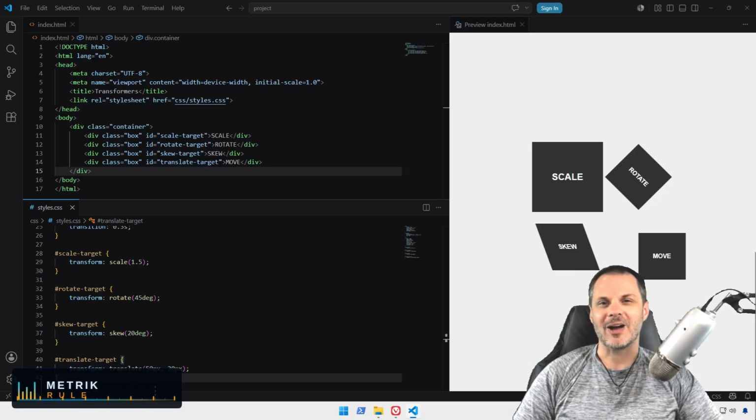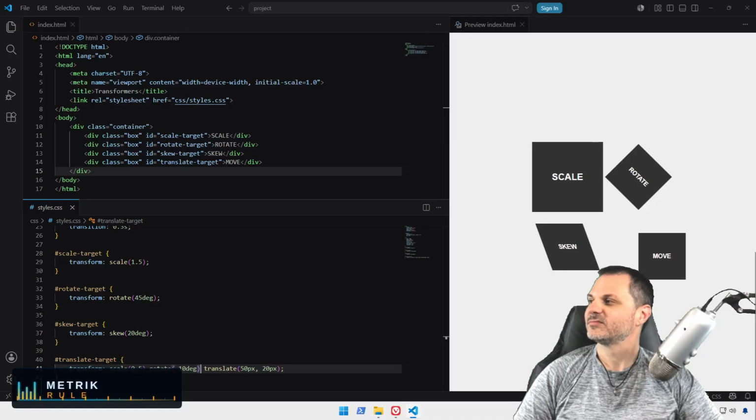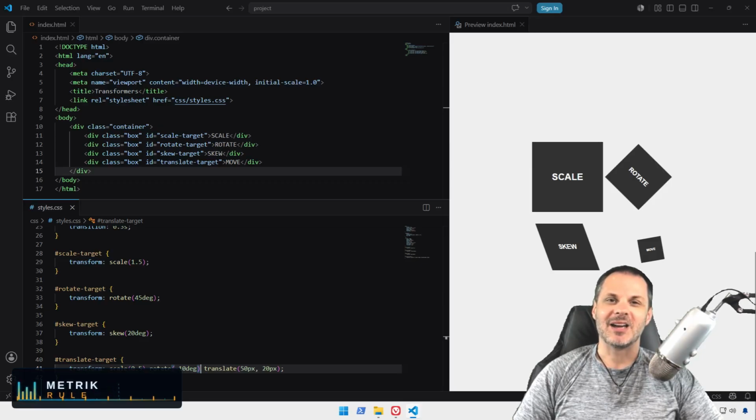The real power comes when you combine these functions. You can just list them one after another in the same transform property. Combine spatial reconfiguration. Scaling, rotating, and translating node 4. It is becoming its final form. It's magnificent. Keep in mind that order matters. The browser applies the transformations from left to right, and each one builds on the state of the previous one.